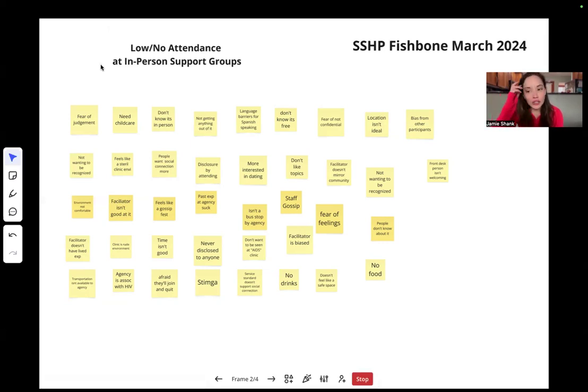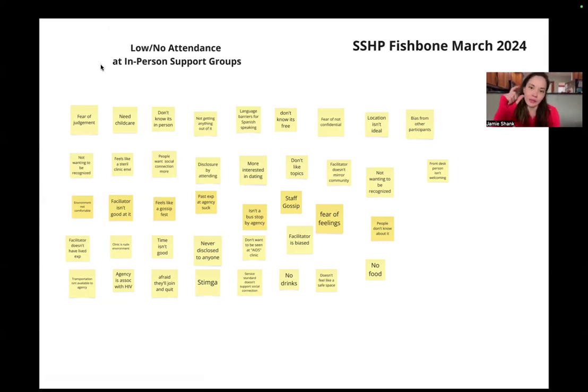So for each note, that's one singular piece. Sometimes when doing a fishbone diagram, someone might say, okay, well, the reason there's low or no attendance is the time of day it's offered, transportation is an issue, and people are shy, right? Well, those are three separate things.